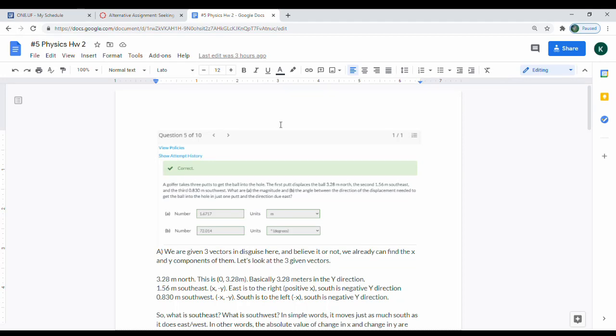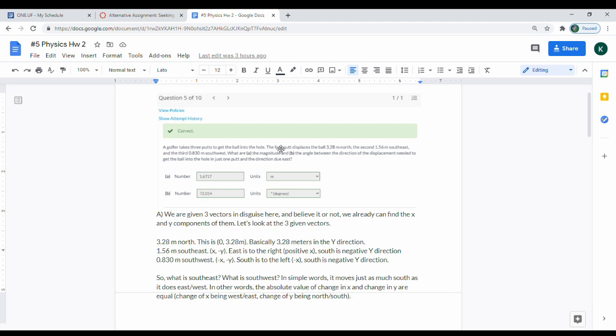Alright, this is question 5 of homework 2. This question right here. So, for question A, we're asked about the magnitude of the displacement needed to get the ball in the hole in just one putt in a due direction east.